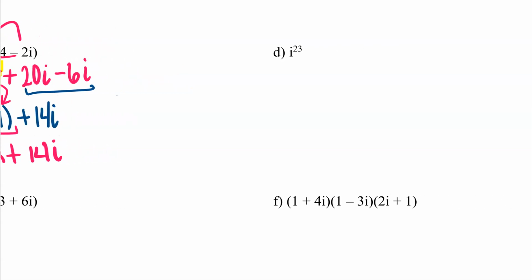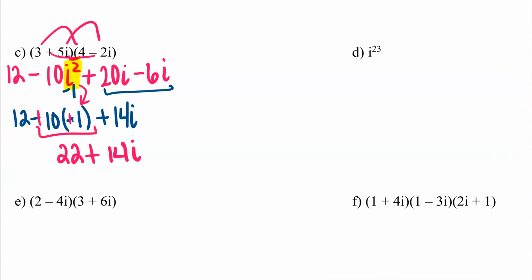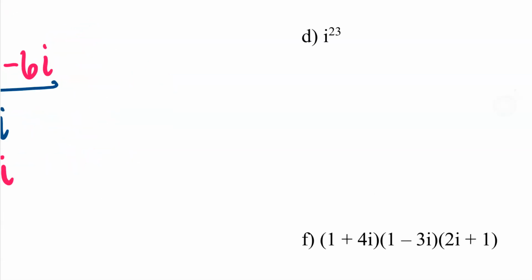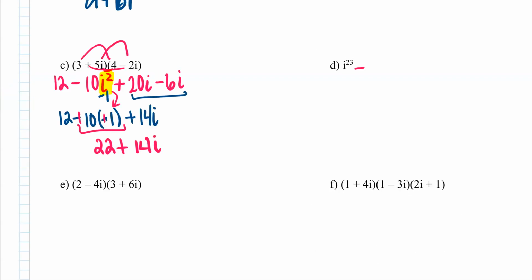Now let's take a look at part D. Part D, you have i to the 23rd, and it wants you to simplify. You're not going to write out square root of -1 times square root of -1 23 times. What I recommend is to split it. If it's an odd number, you're going to split it into the evenmost number you have times i to the first.